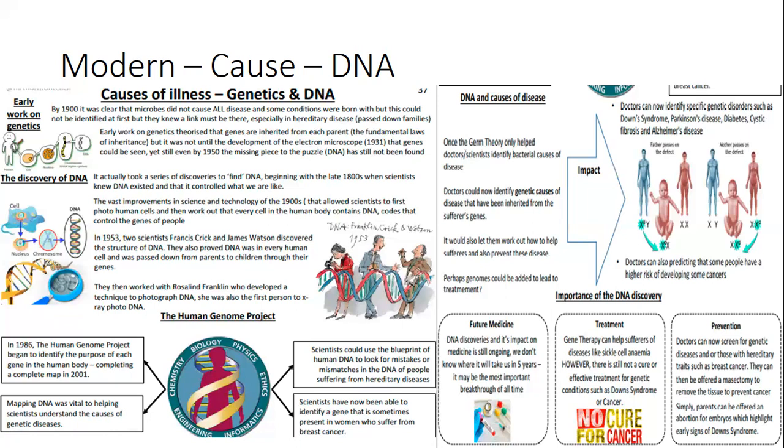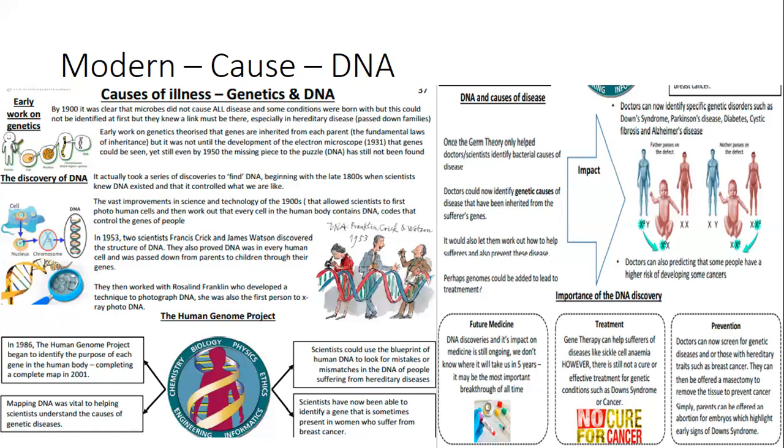You can treat using gene therapy, and it can help sufferers from diseases like sickle cell anemia, but there's still no effective cure or treatment for genetic conditions like Down syndrome or cancer. And prevention: doctors can now screen for genetic diseases or those with hereditary traits such as breast cancer. They can be offered a mastectomy to remove the tissue to prevent cancer.